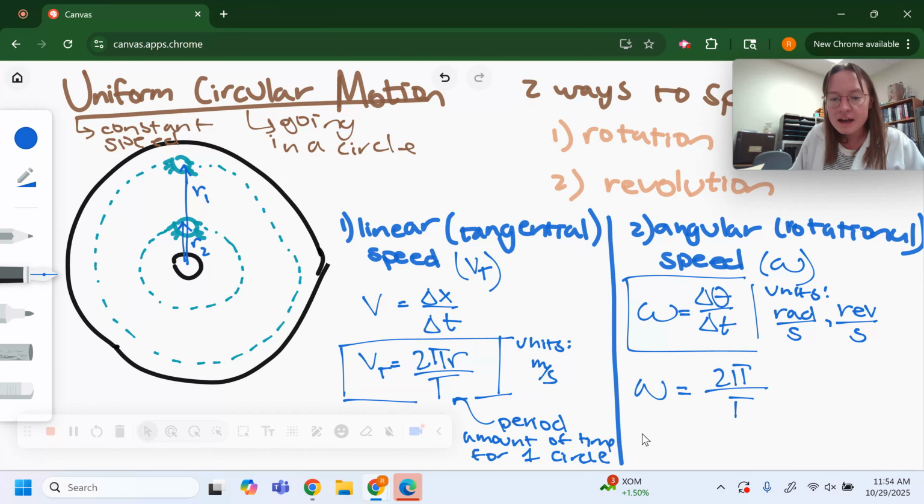But if I'm using these units here, omega can also be talked about in terms of how many times I make it around the circle in a period of time. The definition of a period is that I make it around a circle 1 time in 1 period. And so this gives me 2 more equations for angular speed.